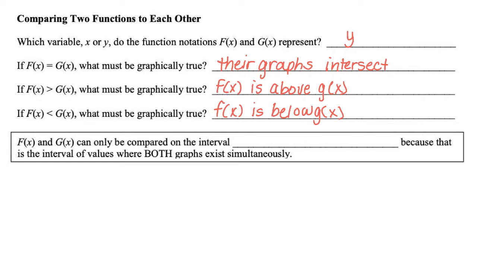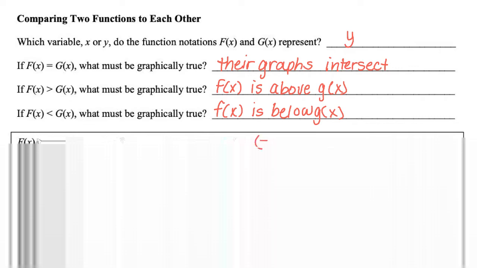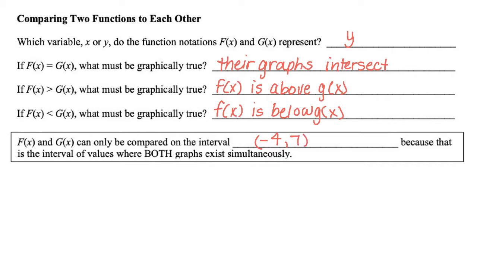So f of x and g of x can only be compared over the interval, so it's talking about down below here. F of x and g of x can only be compared if you're looking at your graph from -4 to 7, and that 7 is included, because that is the interval where they both exist at the same time.